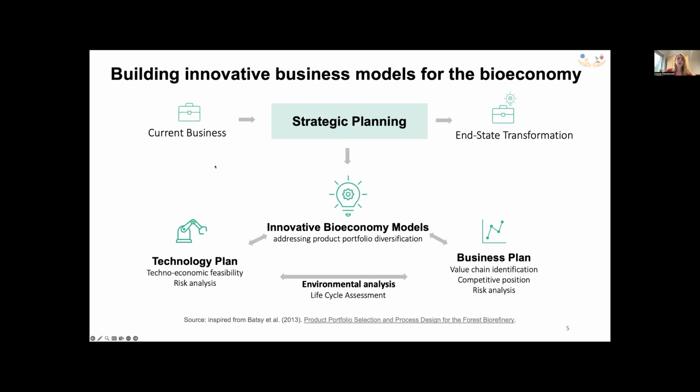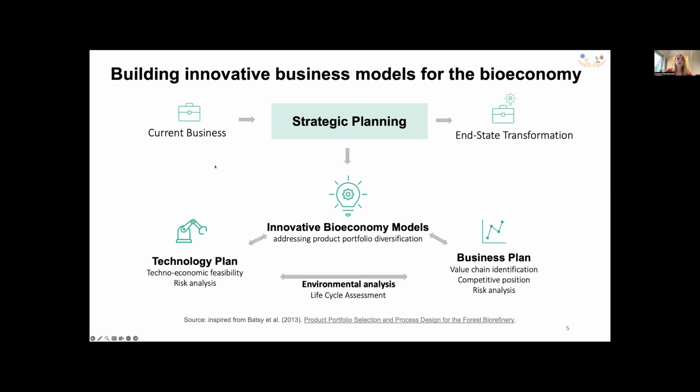So why is it important that we build these innovative business models? And why do we look at the technology and the business plan? It's because the technology evaluations inform the business plan. And then through the business plan is where we get information to make decisions, and we identify objectives and gaps and what we want to be when we grow up. And then we go back to the technology evaluation. It's really a feedback loop between the two, and they're equally important.